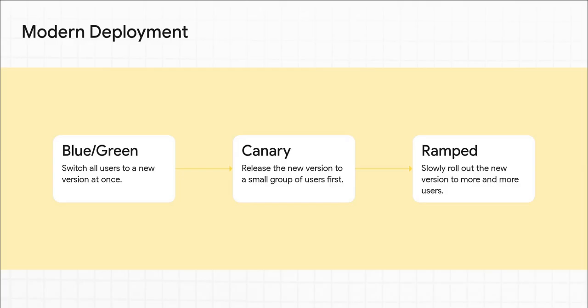With a blue/green deployment, you build a whole new identical version of the service, and then you just flip a switch to send all the traffic from the old one to the new one. A canary release is way more cautious. You roll out the change to just a tiny group of users first, like a canary in a coal mine, to see if anything breaks. And a ramped release is similar. You just slowly ramp up the release to more and more users until everyone is on the new version.